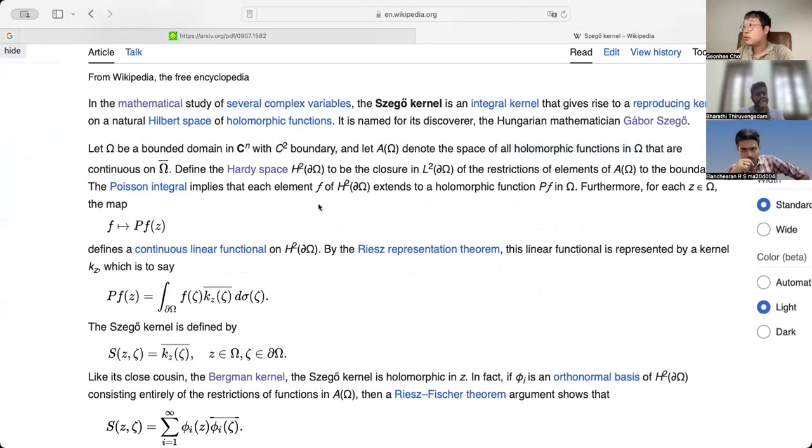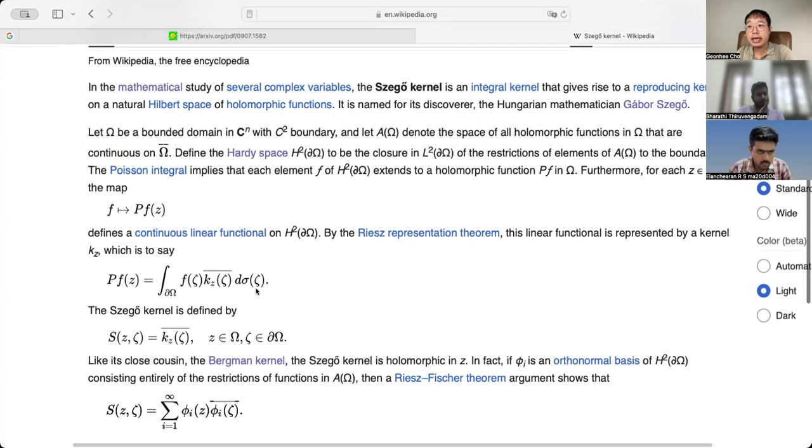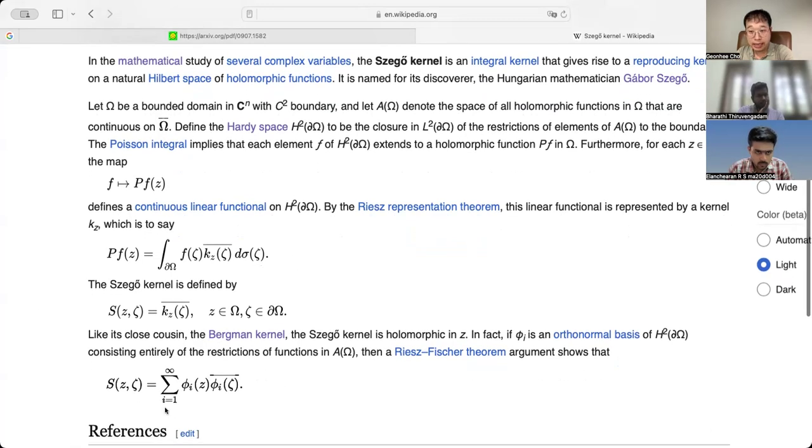In that case, we consider the Hardy space in this sense, so that we just look at the holomorphic functions that extend to the boundary in a continuous way. Then still we can consider the reproducing property. Then it just uses the same idea as the Bergman kernel to describe the Szego kernel. So up to here the description is the same. However, what I said is different is the following.